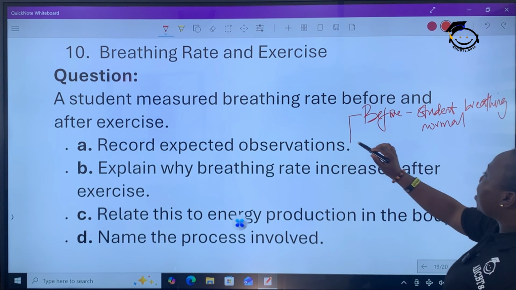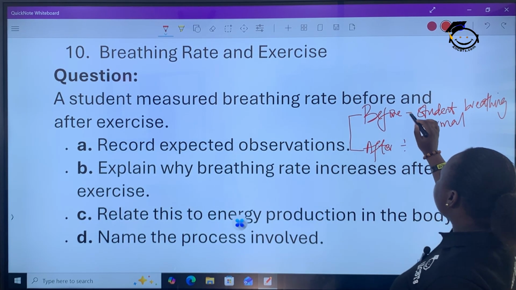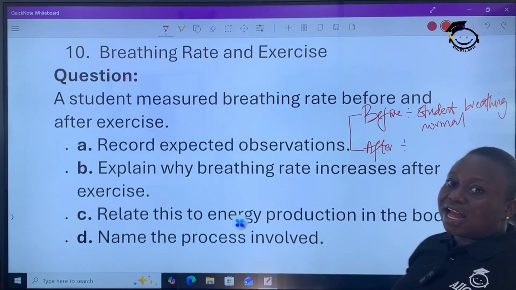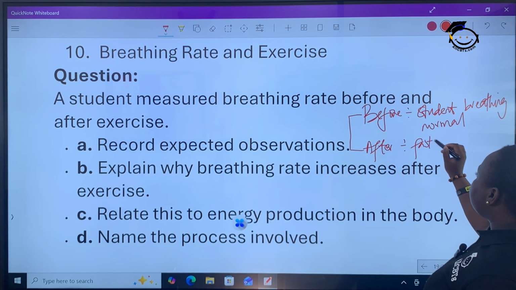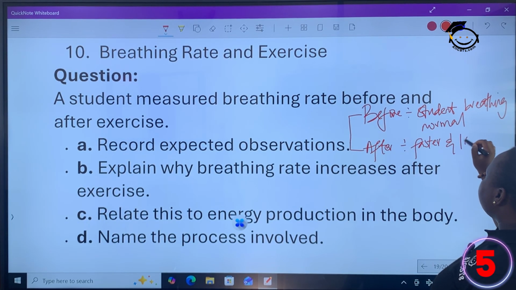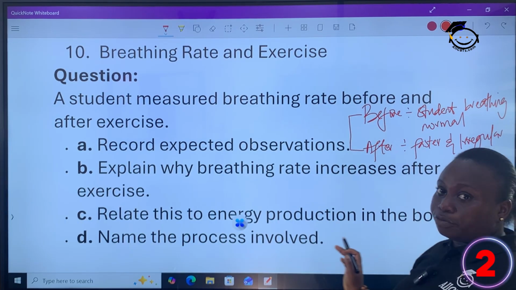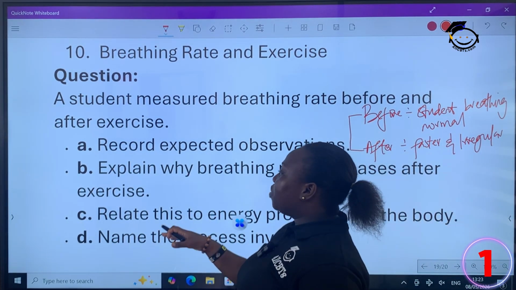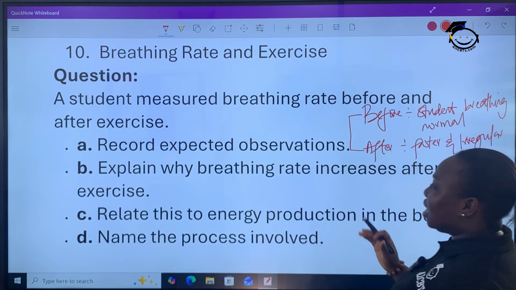Then later, you can say after the exercise, the breathing rate became faster and irregular. You can say faster and irregular. Now that is your observation. Now B, explain why breathing rate increases after the exercise.